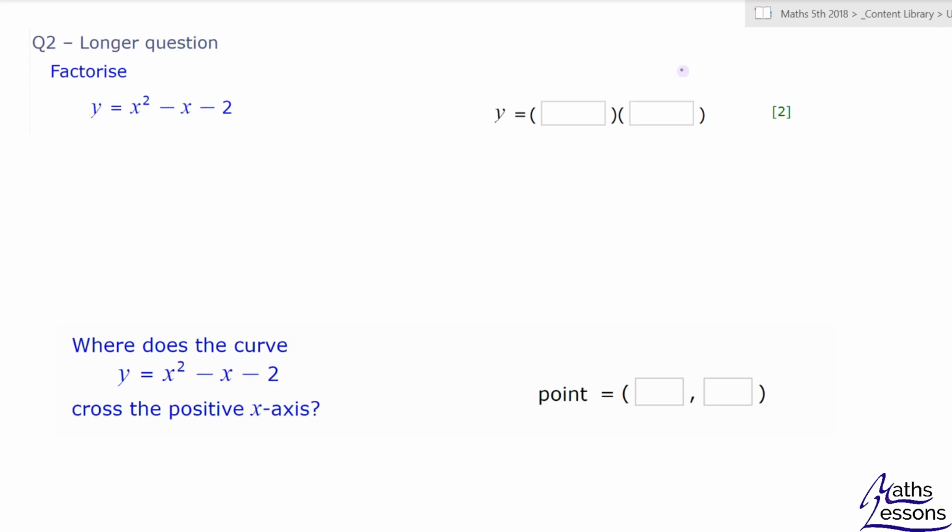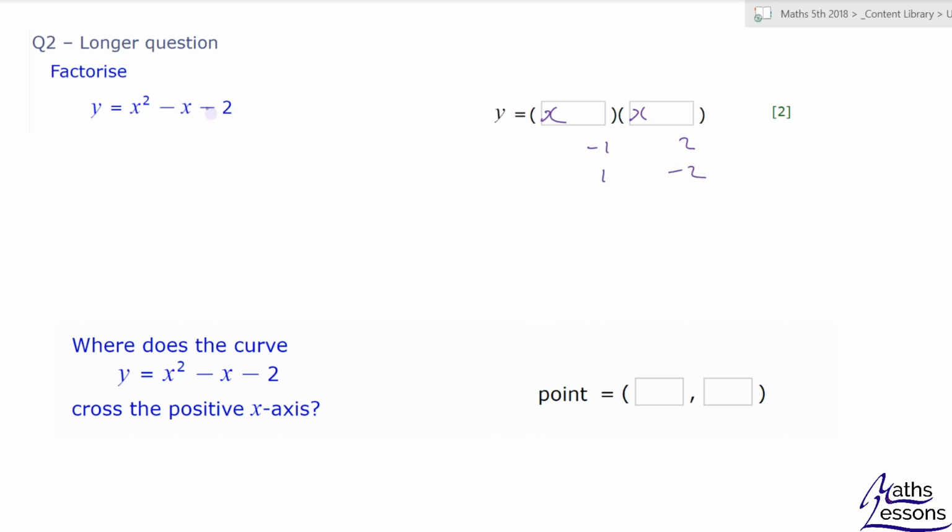Okay, we've got a longer question now. We're going to build up a whole question that you might get in the exam. So we want to factorise this first. So, how are we going to factorise this? Well, we're going to put an x at the front of each to get the x squared. And then we're going to think, is it minus 1 and 2, or is it 1 and minus 2?